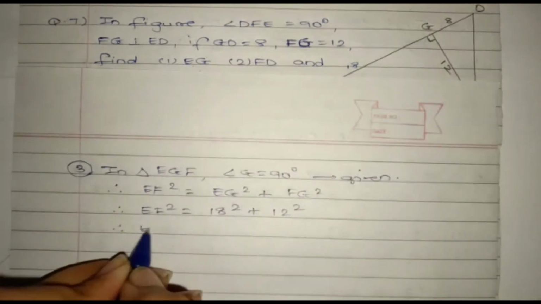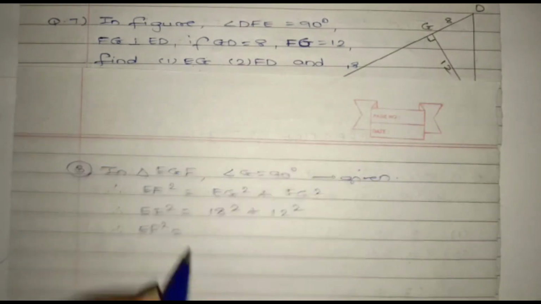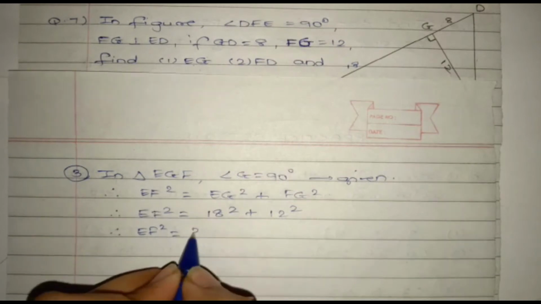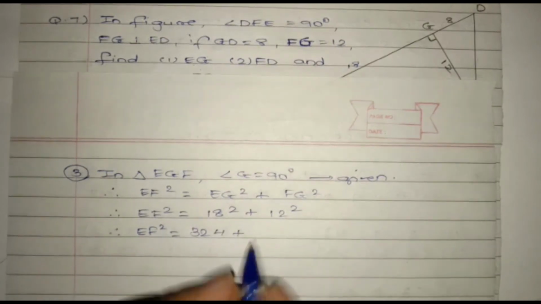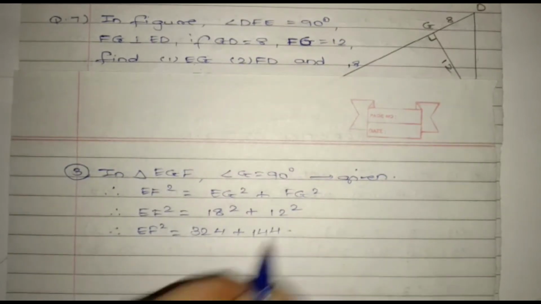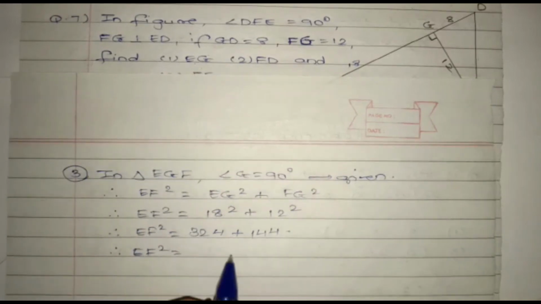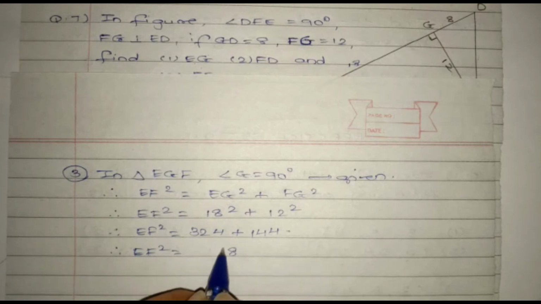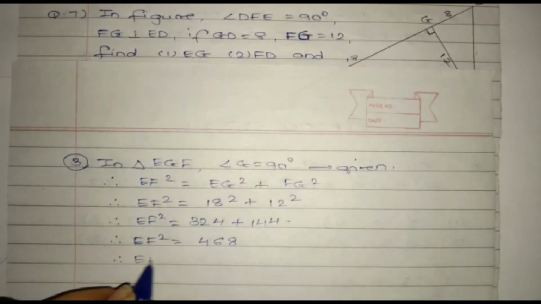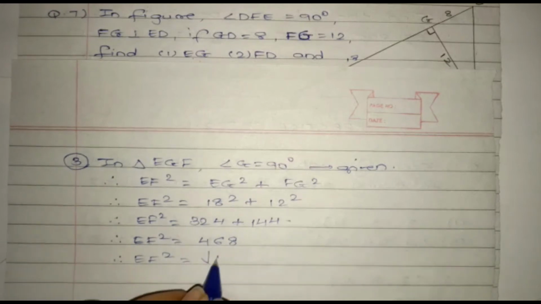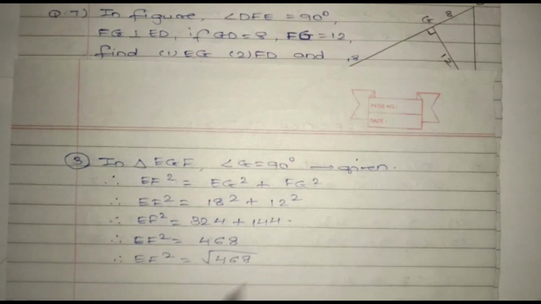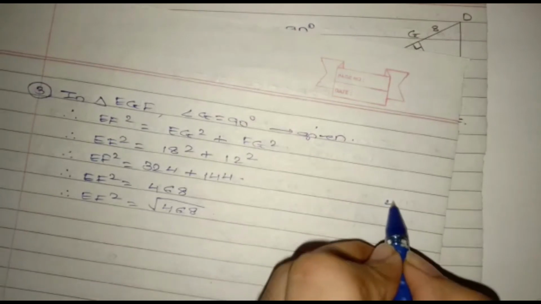Therefore, EF square is equal to 18 square is 324 plus 12 square is 144. Okay. Therefore, EF square is equal to 4 plus 4 is 8, 4 plus 2 is 6, 3 plus 1 is 4, 468. Therefore, EF is equal to root of 468. Now we'll have to factorize this 468.